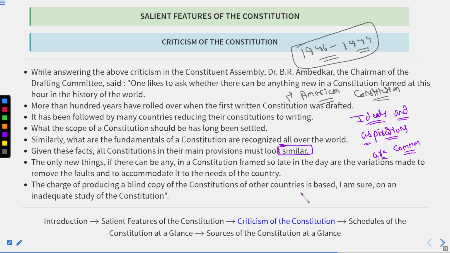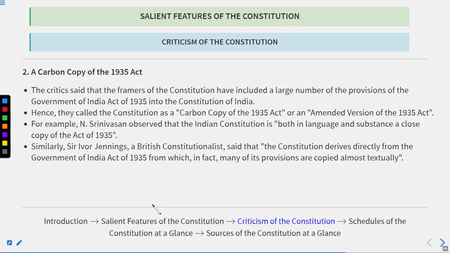And he even added that if someone is criticizing the constitution and saying that the constitution is just a copy paste of the world's other constitutions, then the person must be inadequately educated about the study of the constitution. Okay, that was said by Dr. B. R. Ambedkar.